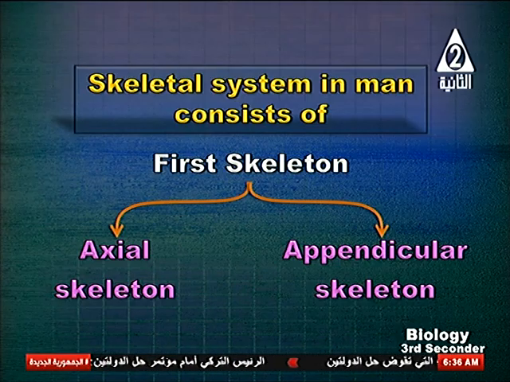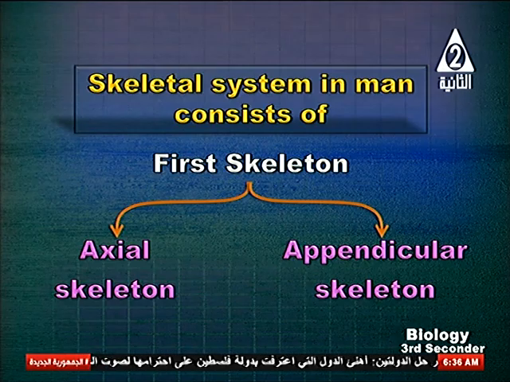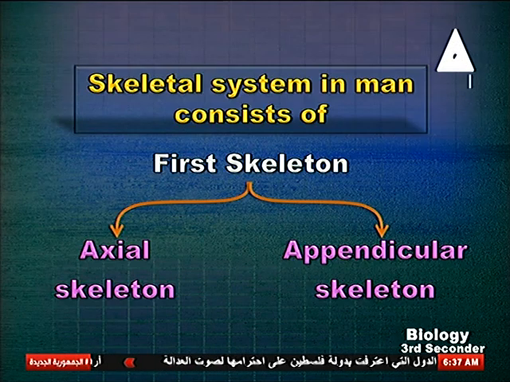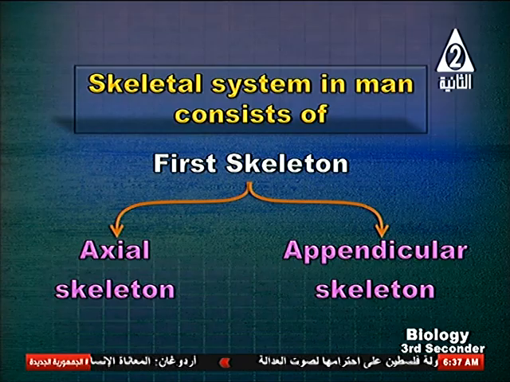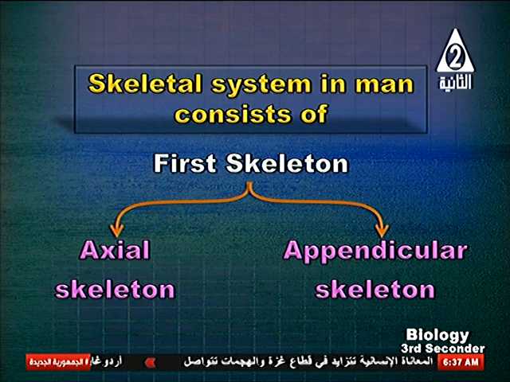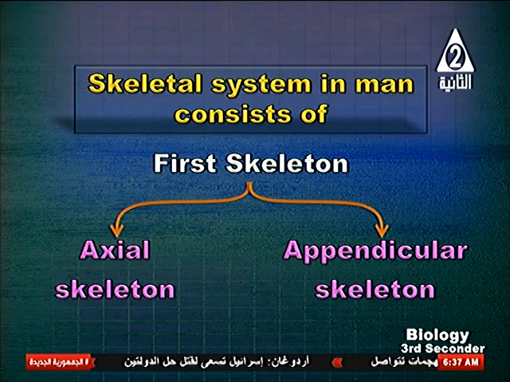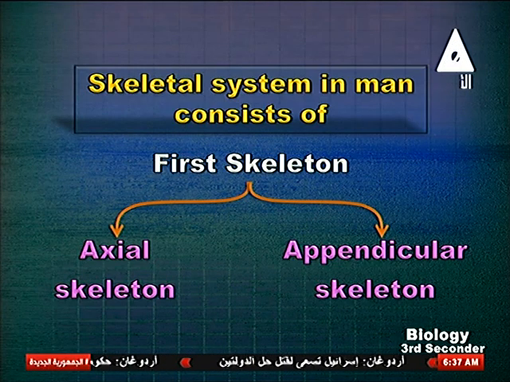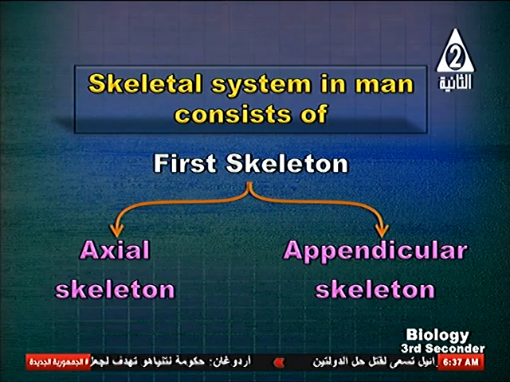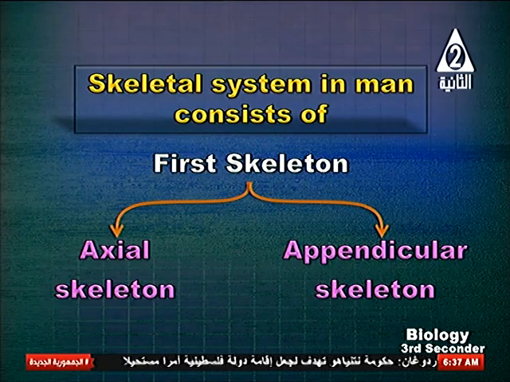The axial skeleton consists of the skull, which protects the brain, the vertebral column, which protects the spinal cord, and the thoracic cage, which protects the lung and heart. We cannot live without the axial skeleton. The appendicular skeleton, without which we cannot move, consists of the pectoral or shoulder girdle and upper limbs, and also the pelvic girdle and lower limbs.